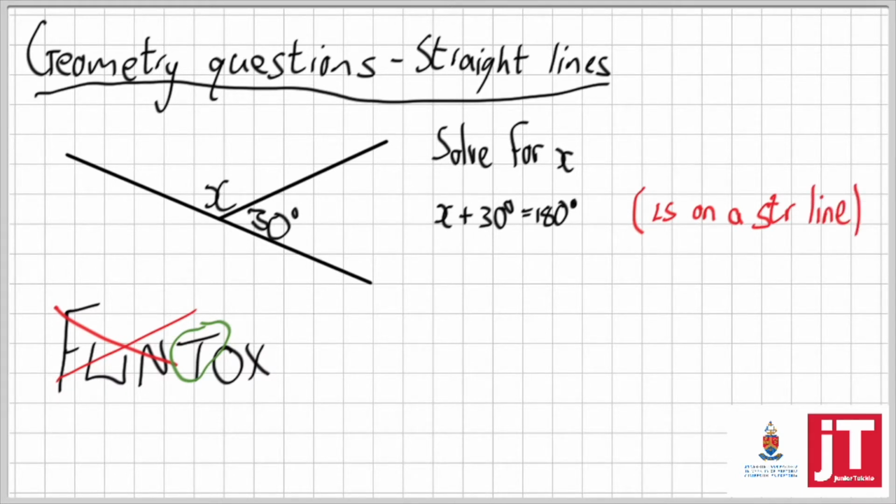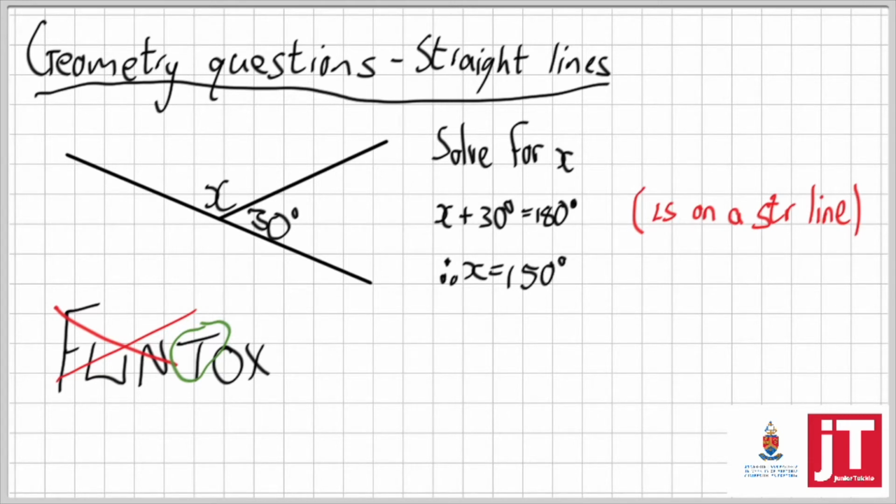Now it's solving an equation. So once I've got my equation, once I've got my statement and I've got my reason, I now ask myself, what number, if I add 30 to it, gives me 180? Well, x must be 150 degrees.